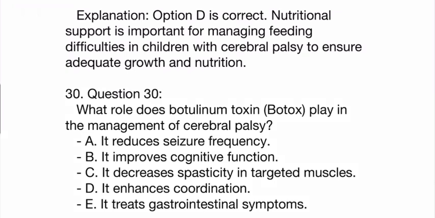30. What role does botulinum toxin play in the management of CP? A, it reduces seizure frequency. B, it improves cognitive function. C, it decreases spasticity in targeted muscles. D, it enhances coordination. E, it treats gastrointestinal symptoms. Okay, so here the correct answer is that it decreases spasticity in targeted muscles. Okay, it's used to decrease spasticity in targeted muscles.